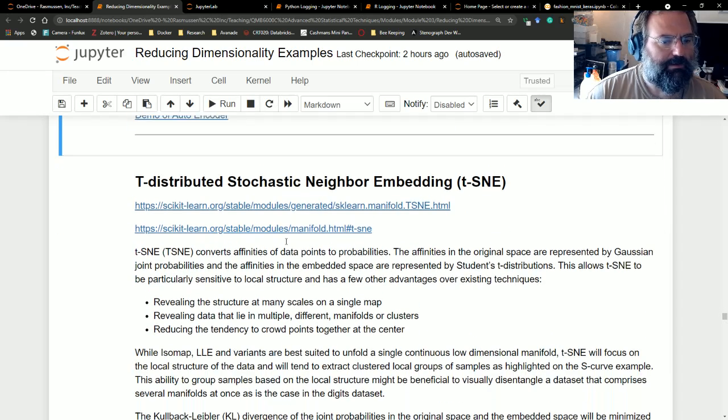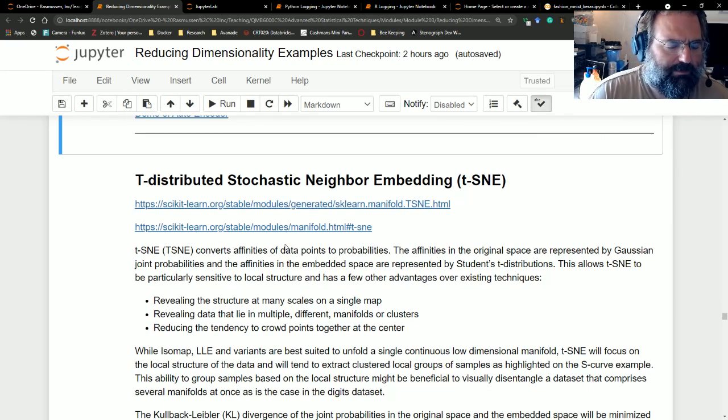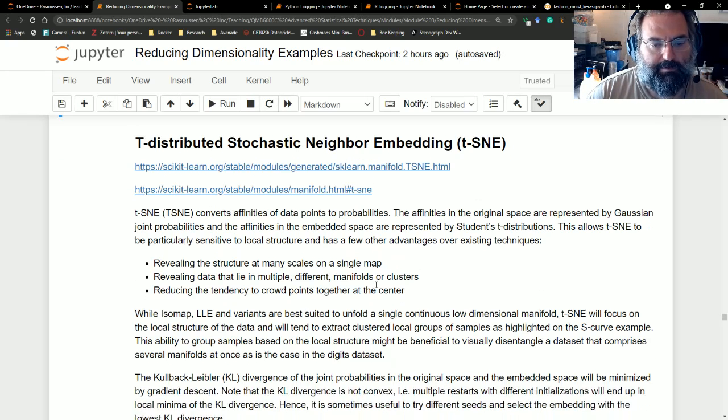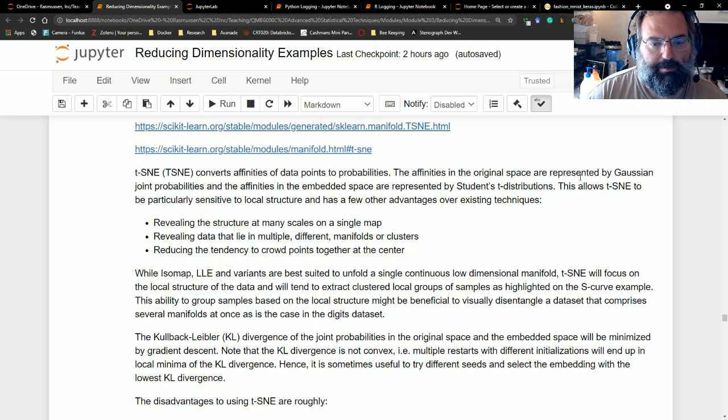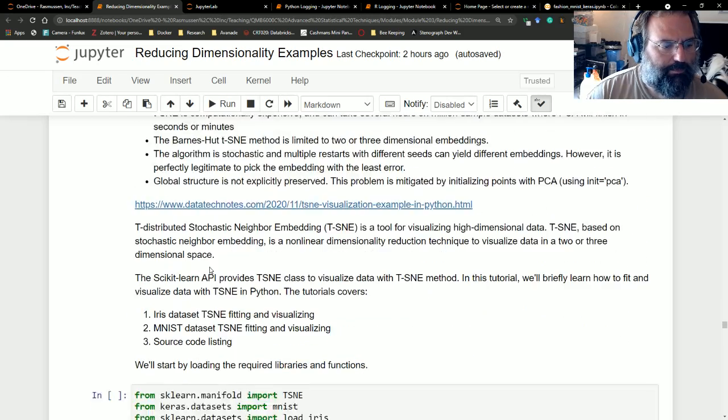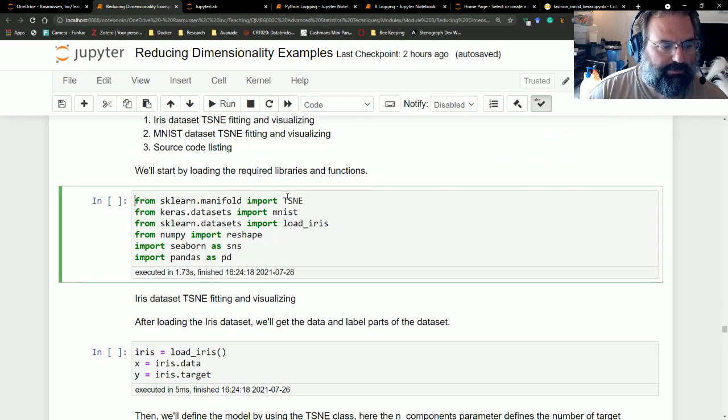This is the t-SNE approach. This converts your things to probabilities, then does, I believe, some projection and so on. At the end of it all, we get down into something that's pretty easy to do. Again, this one is a little different: sklearn and Keras. Hopefully this will work.